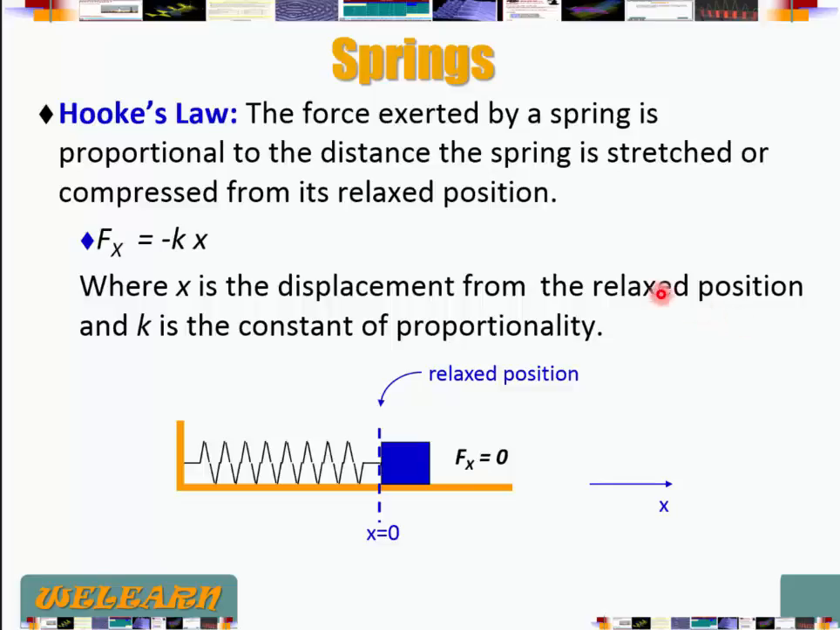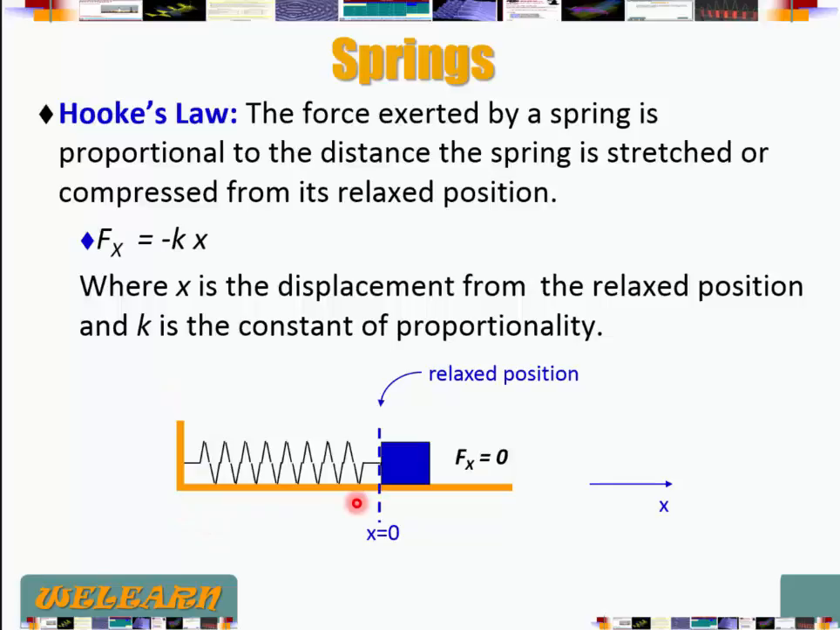Let's revisit Hooke's law. Hooke's law deals with the spring force. It says the force exerted by a spring is proportional to the distance the spring is stretched or compressed from its relaxed position. Or in other words, Fx is equal to minus Kx, where x is the displacement from the relaxed position and K is the constant of proportionality, which is the constant of the spring.